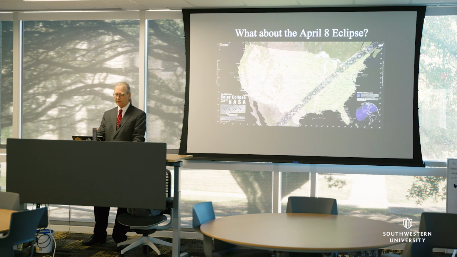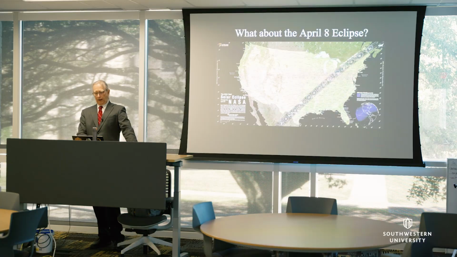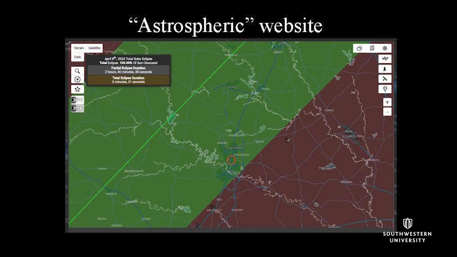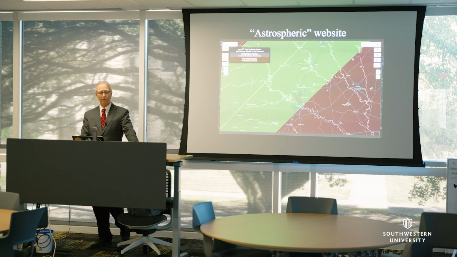What about the April 8th eclipse? There's a NASA path. There are lots of websites to figure out where you ought to be to have totality. I use a website called Astrospheric. It's a weather website, but there's a little tab that says 2024 eclipse. You click on it, and if you're inside the green band, you will have totality. If you're at the southeast edge of Austin, you may not have totality. Get yourself further west, though it's going to be crazy in the hill country.